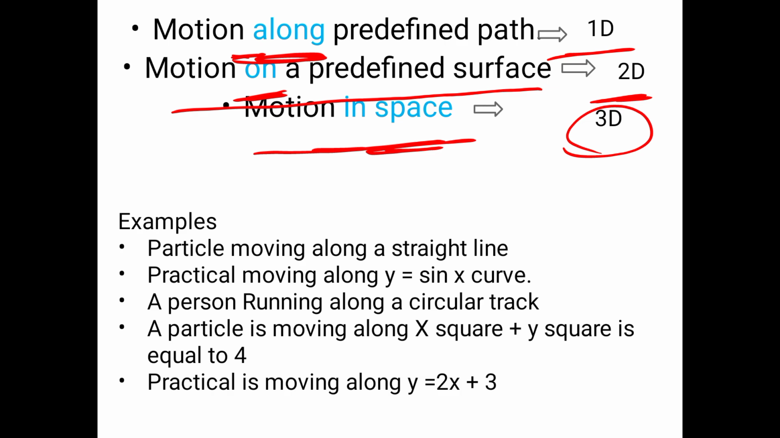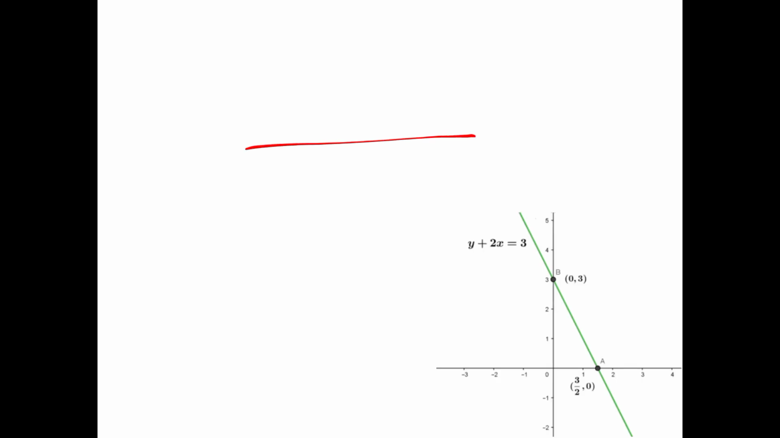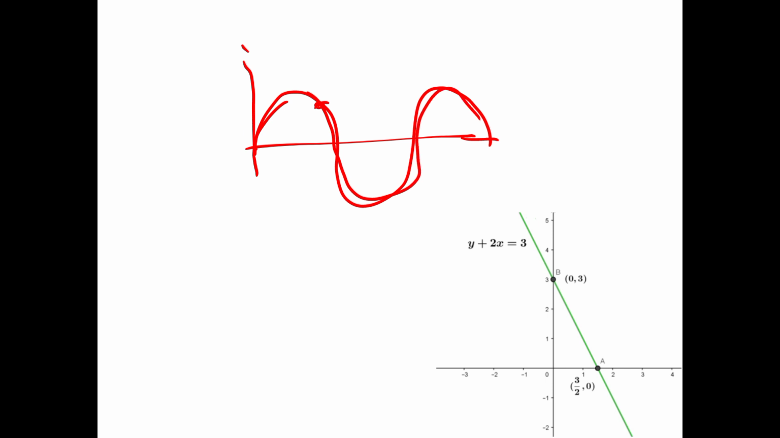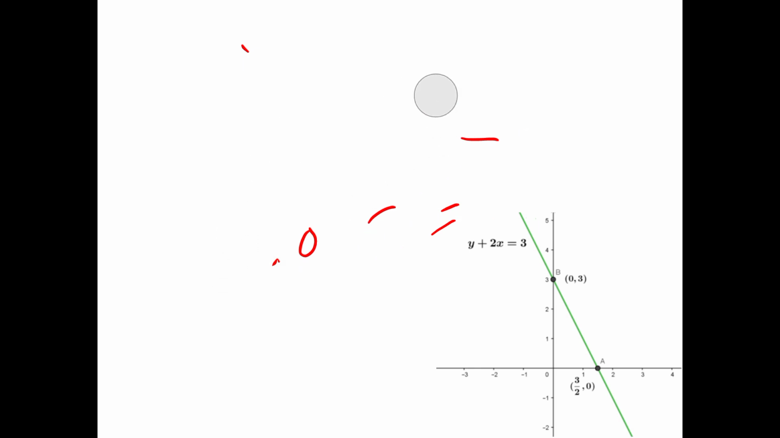Particle moving along a straight line. Suppose this is a straight line and a particle is moving along a straight line. Here from the language it is given that along, hence the degree of freedom of the particle is 1. Similarly, particle moving along y equals sin x curve. Suppose this is the curve of sin x. The particle is moving sinusoidally. Then its degree of freedom is 1, because it is moving along the curve.